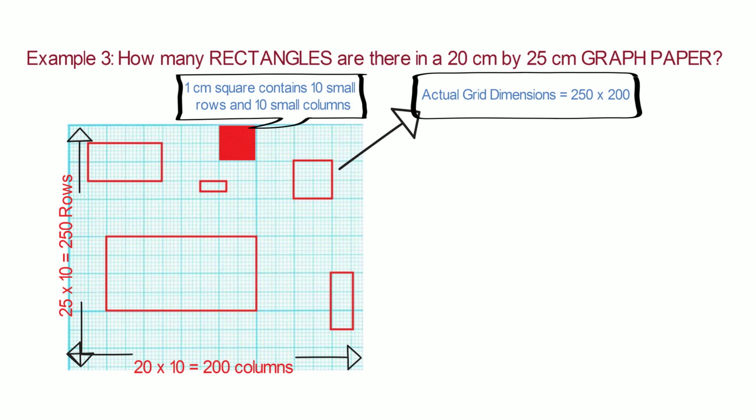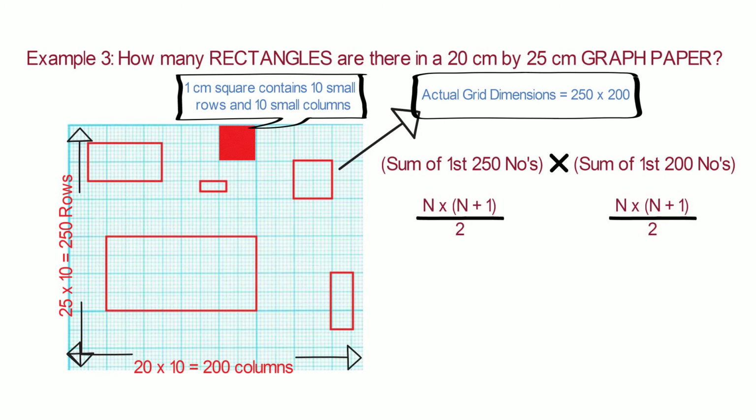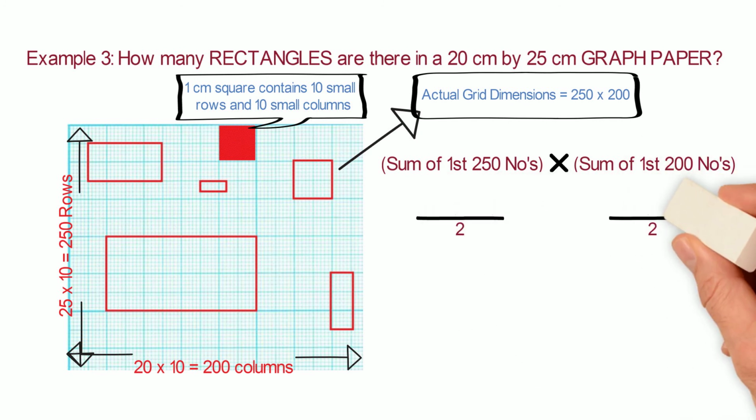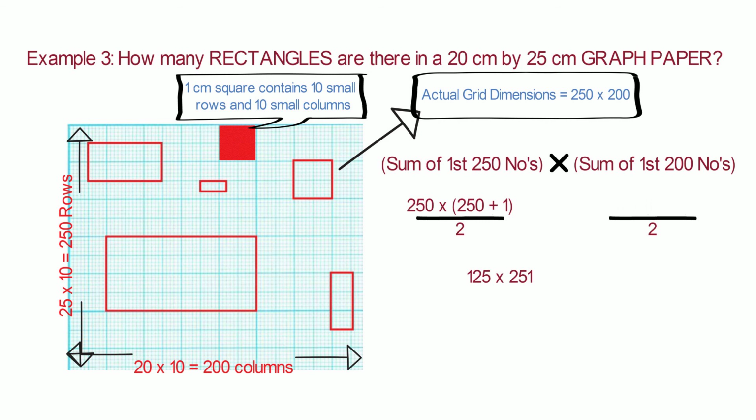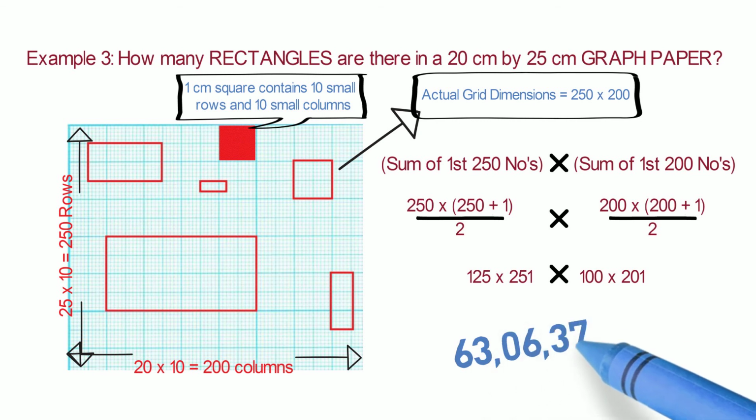And what do we do now? Yes, now simply take the sum of the first 250 numbers and multiply it with the sum of first 200 numbers. And how to find the sum quick and fast? You already know it, right? Yes, using the formula we studied in the last example. And this is that formula. So now, putting n equal to 250 in our formula, we get the sum of the first 250 numbers, and putting n equal to 200, we get the sum of first 200 numbers. Multiplying all these numbers, we get our answer, which is 63 crore 6 lakh 37,500.